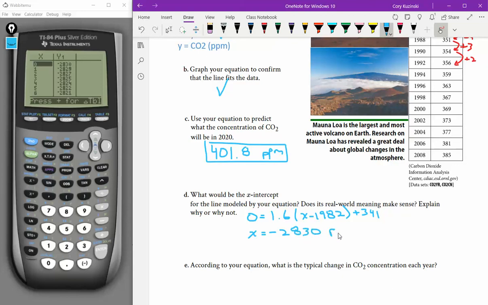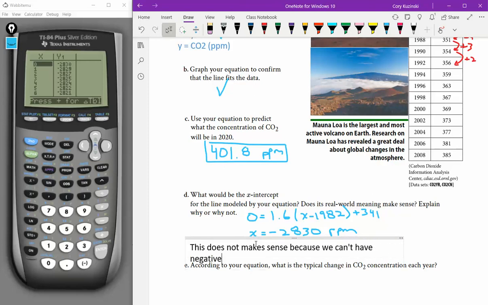Parts per million. Does the real world meaning make sense? No, because you can't have a negative amount of CO2. So I would say no.